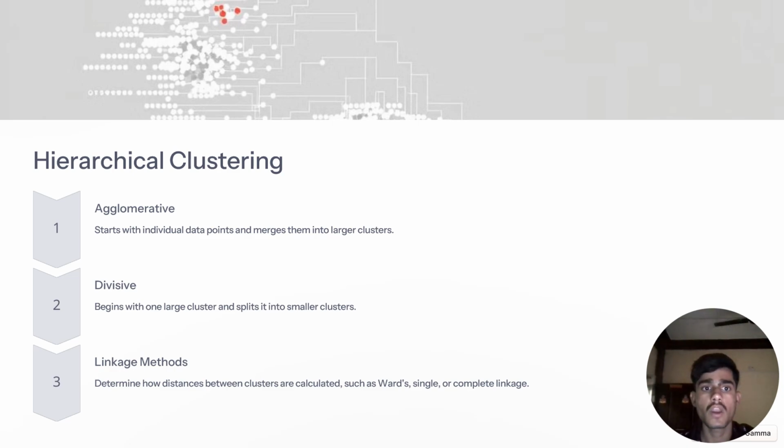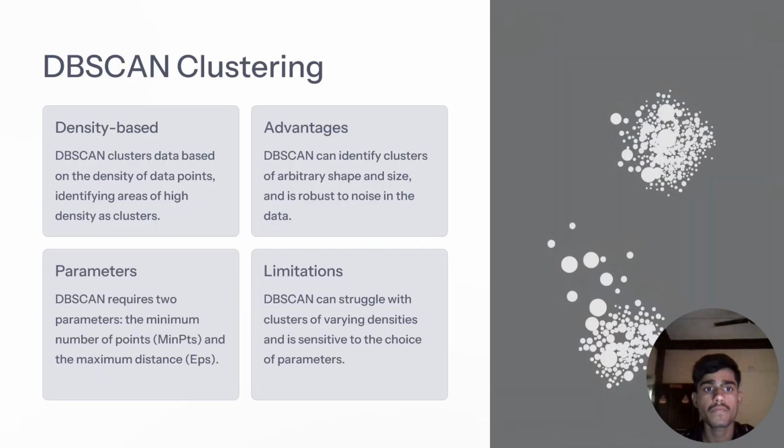There are three types: agglomerative, divisive, and linkage methods. First, agglomerative. Start with individual data points and merge them into larger clusters. Second, divisive. Begin with one large cluster and split it into smaller clusters. Linkage method. Determine how distances between clusters are calculated, such as Ward, single, or complete linkage.